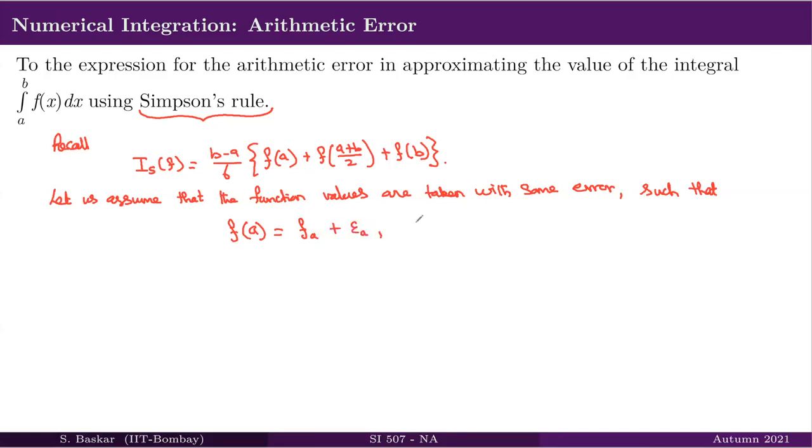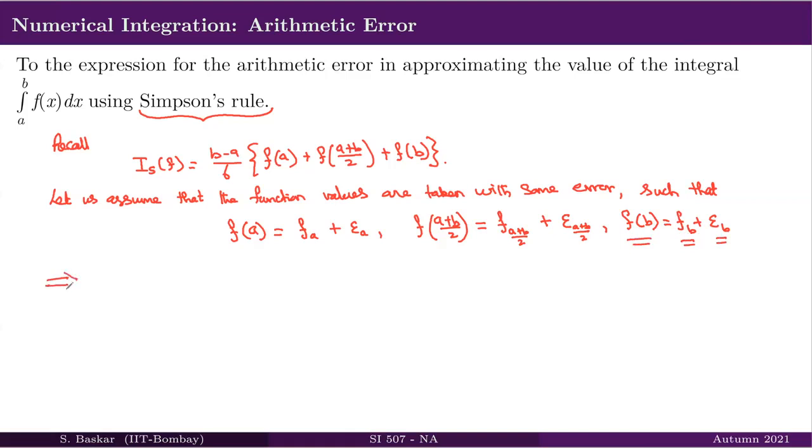epsilon a. Similarly, f of a plus b by 2, which is the exact value supposed to be used in our quadrature formula, is unfortunately taken to be not the exact value but some approximate value denoted by f of a plus b by 2, and thereby we have committed an error which is denoted by epsilon suffix a plus b by 2. Similarly, for f of b also, where we will be using the value fb instead of f of b, and thereby the error committed is epsilon b.